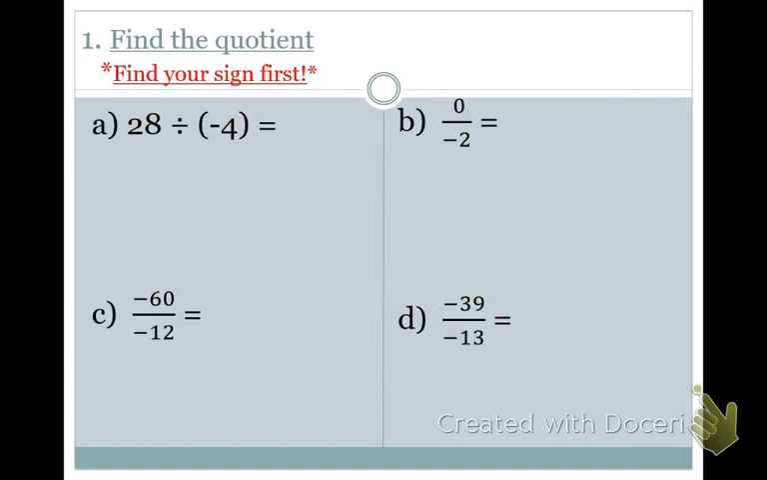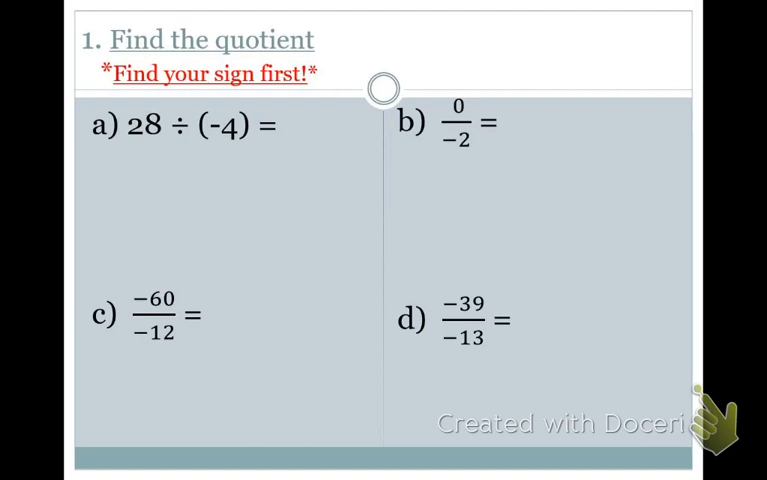The instructions are asking us to find the quotient. There's one thing that you wrote in red right there. What did you say up there on top in red? Find your sign first. Before you do anything else, before you find the answer, I want you to find the sign first.